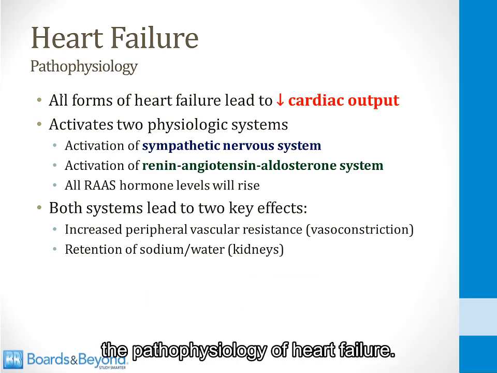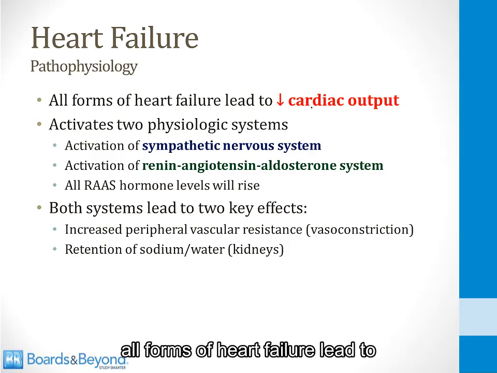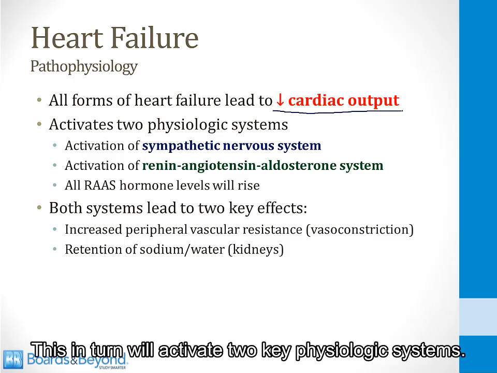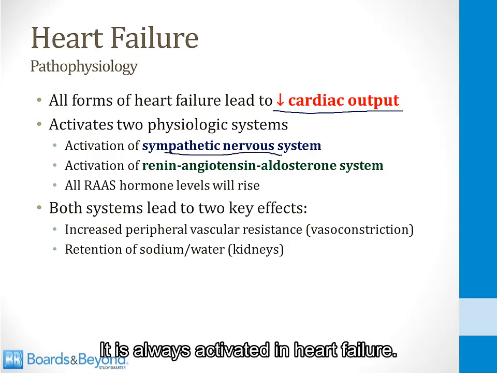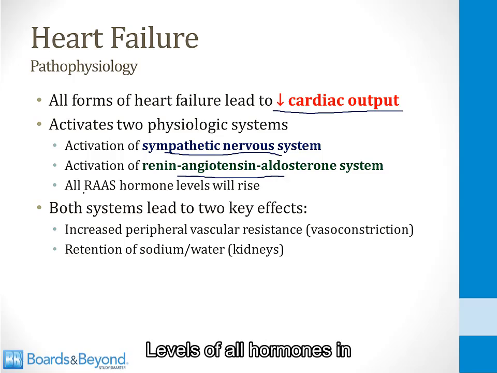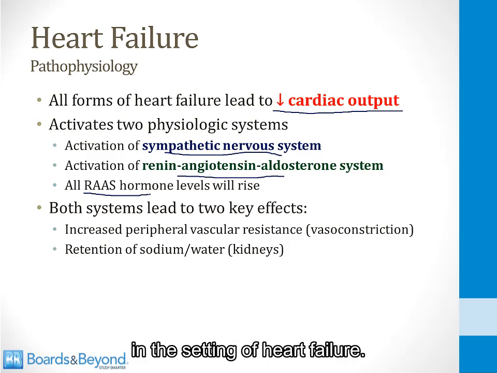Now let's get back to discussing the pathophysiology of heart failure. As I mentioned at the beginning of this video, all forms of heart failure lead to a reduction in the cardiac output. This in turn will activate two key physiologic systems. The first system is the sympathetic nervous system. It is always activated in heart failure. And the second system is the renin-angiotensin-aldosterone system. Levels of all hormones in the renin-angiotensin-aldosterone system rise in the setting of heart failure.